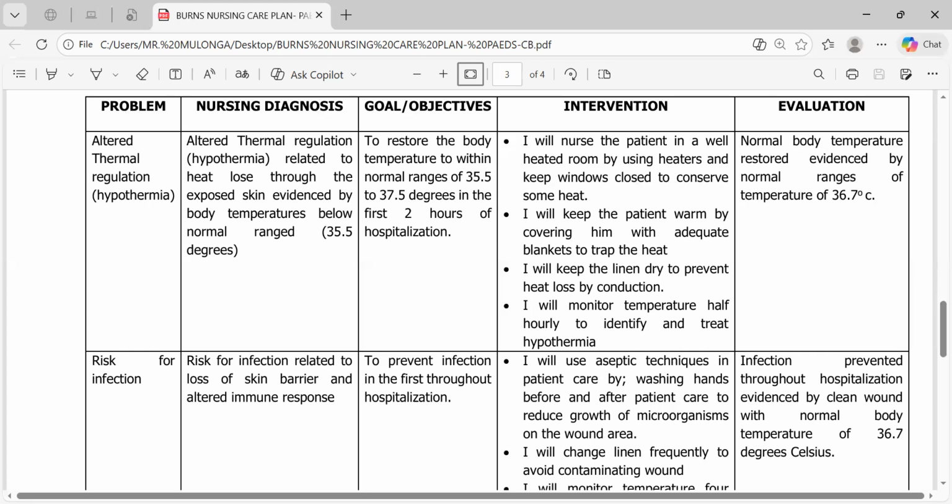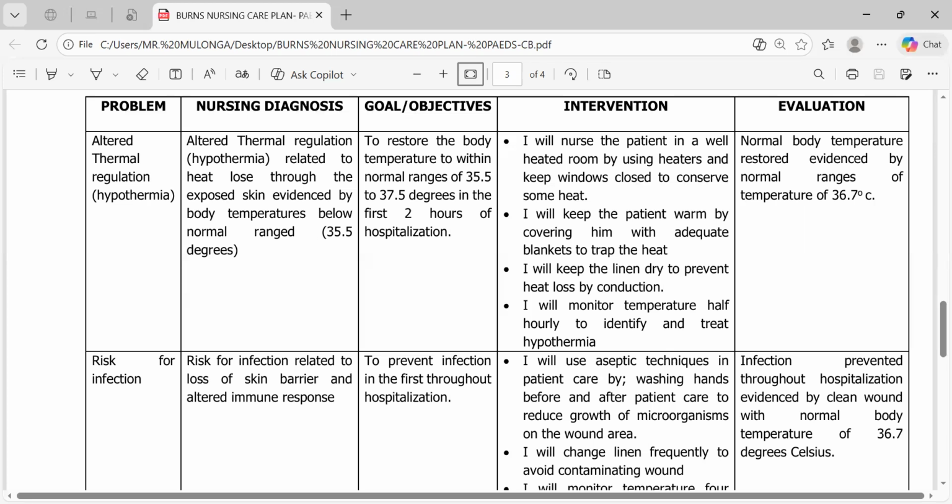So temperature is very important in a child. The goal should not exceed 2 hours. The best can even be an hour, because in a child, you do not control this temperature. In this case, it's not fever, it's hypothermia. But it is very important to control it. Temperature is very important to control in a child. Okay, let's look at the interventions.